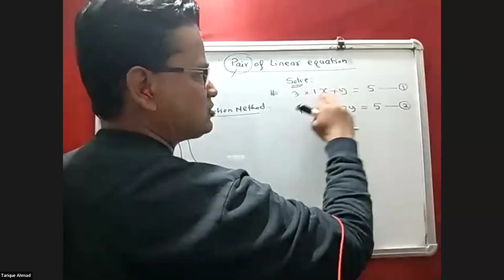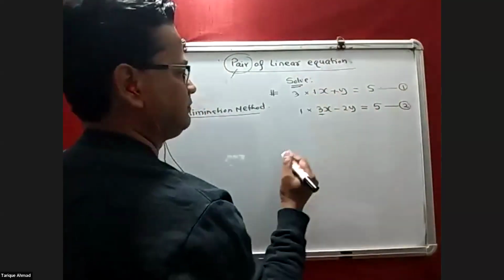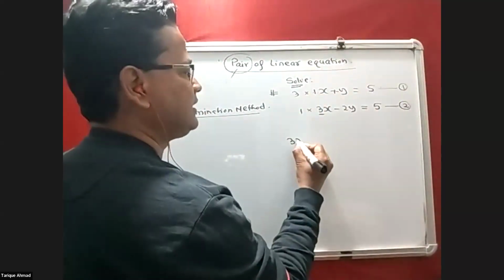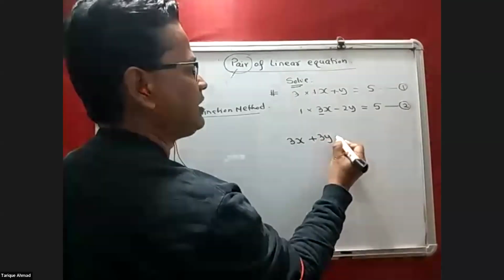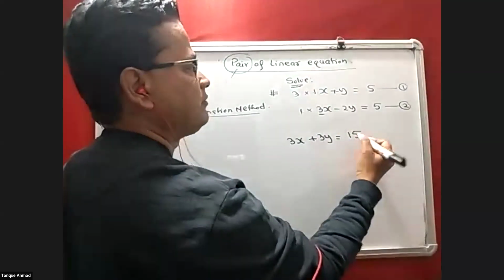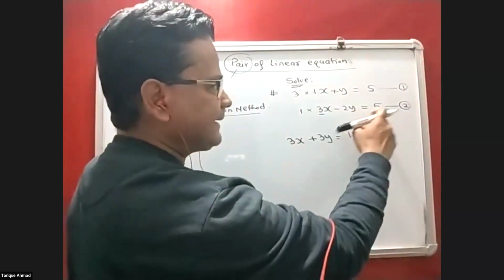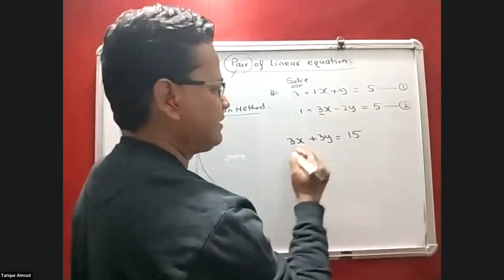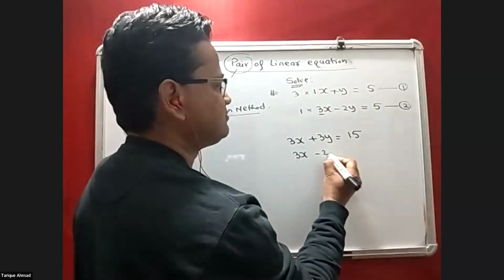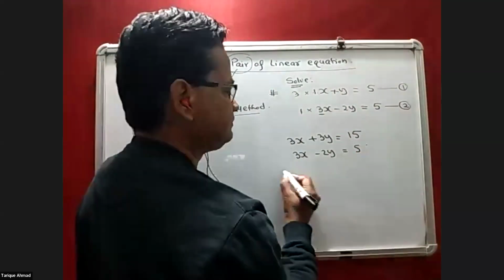Now, multiply each term of the first equation by 3. So, we will get 3x plus 3y equals 3 fives are 15. Fine. Now, multiplying the second equation by 1, we will get the same values: 3x minus 2y equals 5.